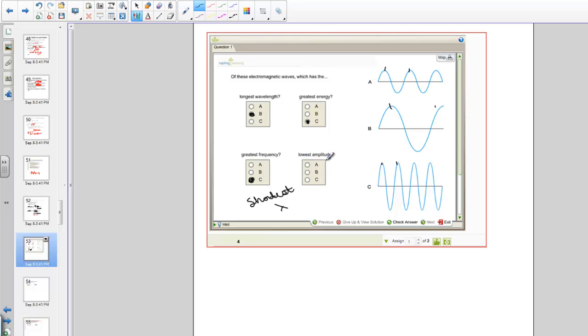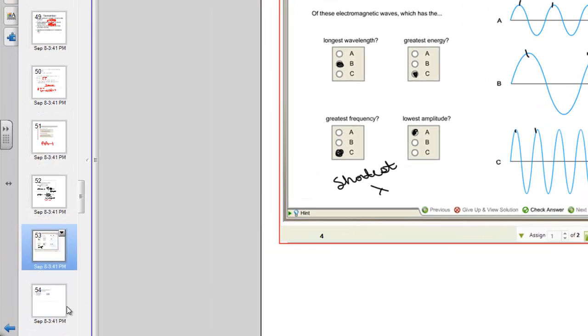And what about the amplitude? Who has the shortest or lowest amplitude? And again, just eyeballing, it looks like the distance from the axis to the top of the crest in graph A is the shortest distance. B looks a little higher than A, C looks a little higher than A. A is the lowest amplitude.